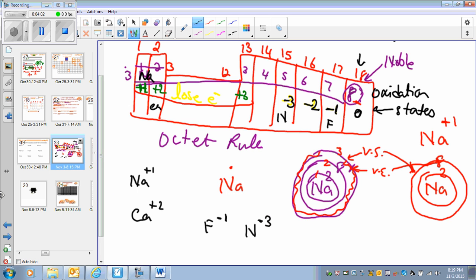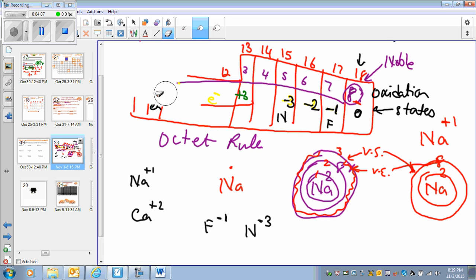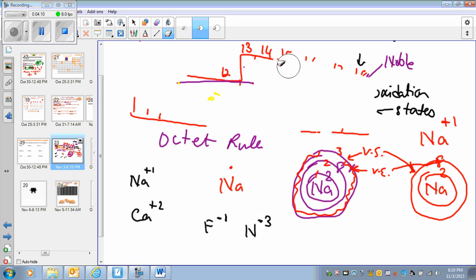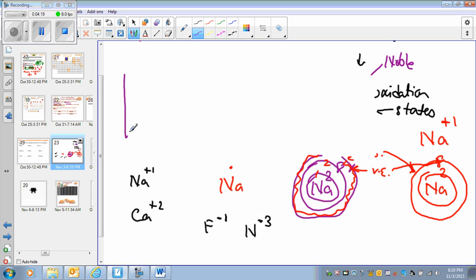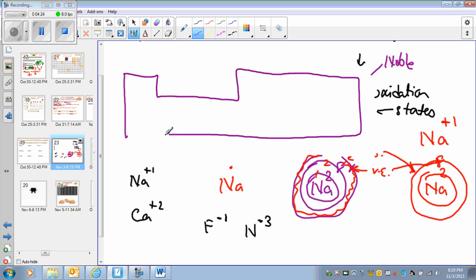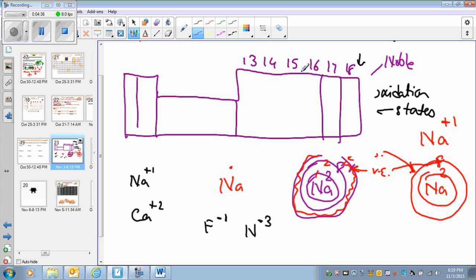So go ahead, you need to be able to draw this. I will do it one more time for you. Let's erase this whole thing so that you learn how to do it yourself. Okay, let's draw the periodic table again. So here is the periodic table. This rule only applies to main group elements. So we have group 1, 2, 3, then we have 13, 14, 15, 16, 17, and 18. We have noble gases.